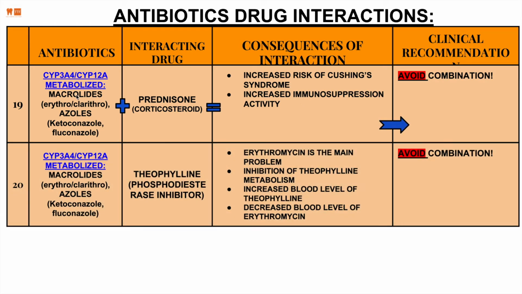Drug 20, I know we're still on the same category, but that's great because the majority of it is easy to remember, right? When it's mixed with theophylline, which is a phosphodiesterase inhibitor, it's frequently used in asthma, and you could also use phosphodiesterase inhibitors in congestive heart failure as well. When that happens, this is something unique. See, erythromycin is the main problem in this.